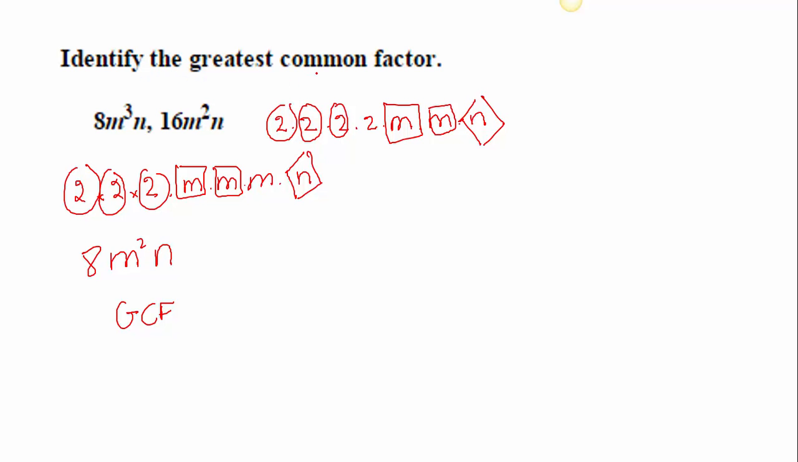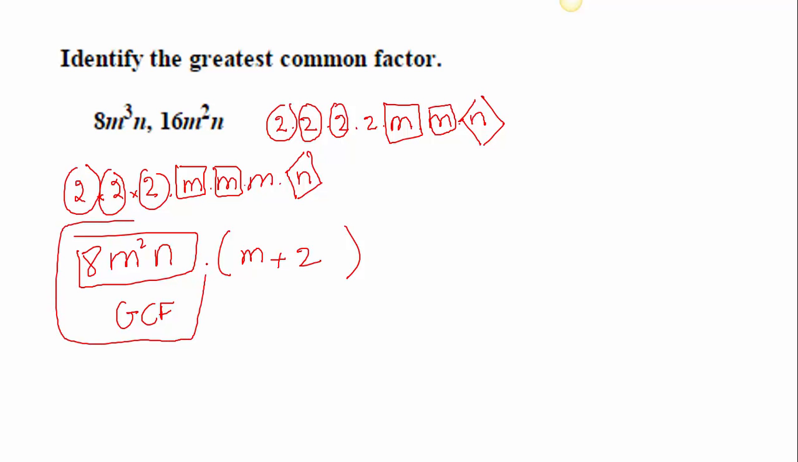When we find the GCF, do we have to factor? Identify the greatest common factor. So that's the final answer. We don't have to factor this time. If the question was to factor, then you would open 2 parentheses, and what is left from the first term? M. And what is left from the second term? 2. And that would be if the question was to factor. But since the question is identify the greatest common factor, this is my final answer. My greatest common factor is 8m squared n.